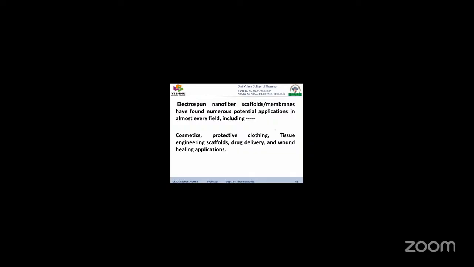Electrospun nanofiber scaffolds or membranes have found numerous potential applications in almost every field, including cosmetics, clothing, tissue engineering scaffolds, drug delivery applications and wound healing applications. The electrospinning technique plays a very important role in various fields and has exhibited excellent potential, specifically in tissue engineering applications.